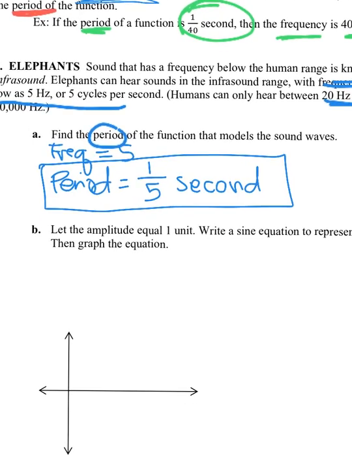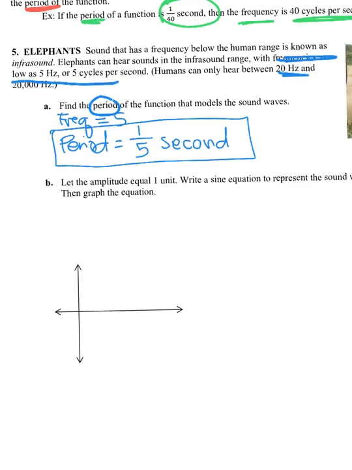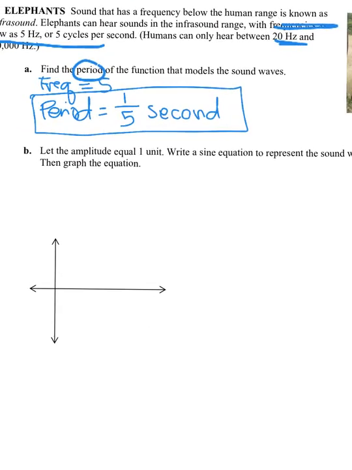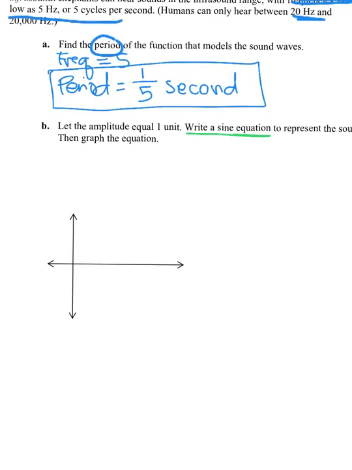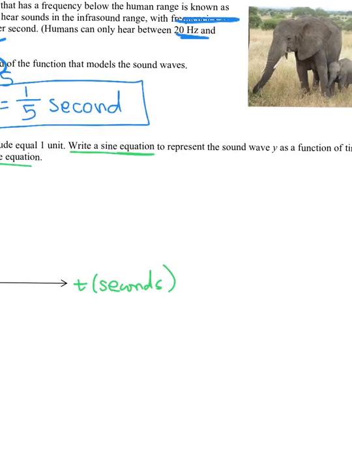All right, and then part B says let the amplitude equal 1. Write a sine equation to represent the sound wave y as a function of time t. So my y axis is there, and there's my t in seconds for my graph. And then I want to graph the equation, assuming there's no phase shift or vertical shift. So let's write the sine function first, and then we'll graph it.